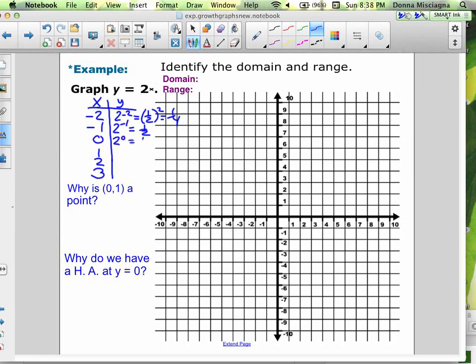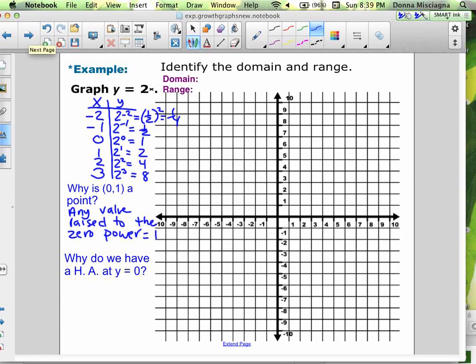Anything to the 0 is 1. That's why we get the point (0, 1) on our exponential growth and decay functions. Let's write that in. Why is (0, 1) a point? Any value raised to the 0 power equals 1. 2 to the first, of course, is 2. 2 squared is 4. 2 cubed is 8. I have to stop at that point because I'll run out of space.